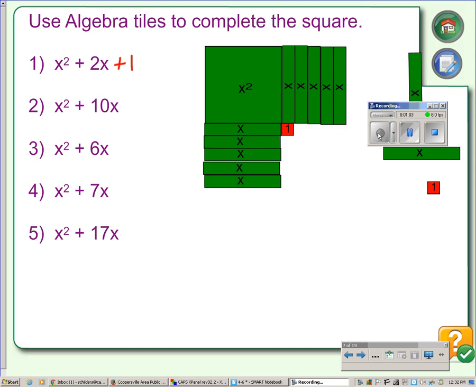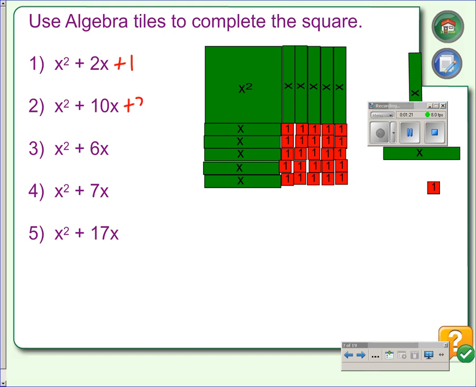As you can see, I divided the 10 in half, which is 5, and I put 5 x's on the right and 5 x's on the bottom. Now, how many little red squares do we need to complete the square? Let's find out. As you can see, it took 25 little red squares. So to complete the square, we have to add 25.